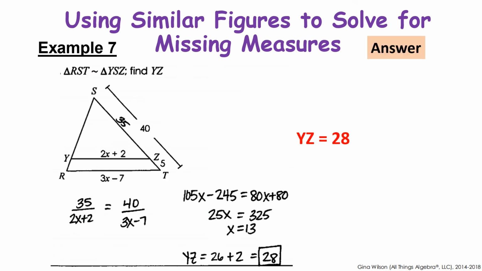Alright, so here's the answer to example 7. You should have gotten x equals 13 and YZ equals 28. Of course, you're just going to plug it in right here: 2 times 13 plus 2 gives you 26 plus 2. You could have set up your proportion a little differently than what I have here. I just have the smaller triangle to the larger triangle, but as long as you set up those corresponding sides correctly, you will get the same answer. So I hope you got this problem correct.